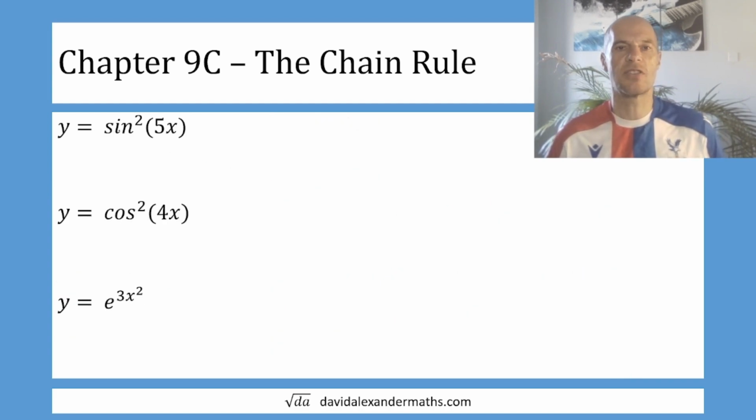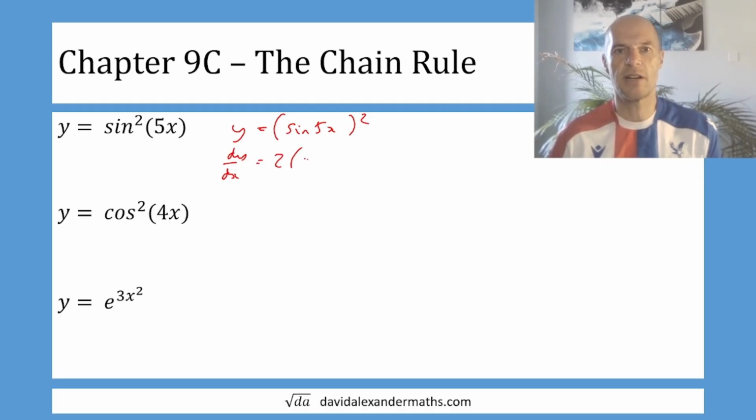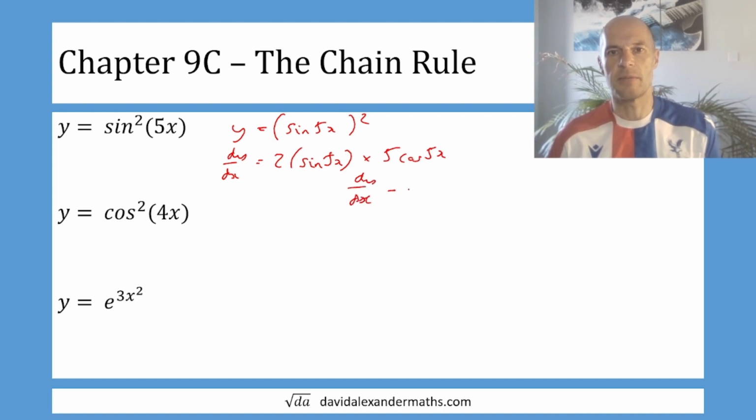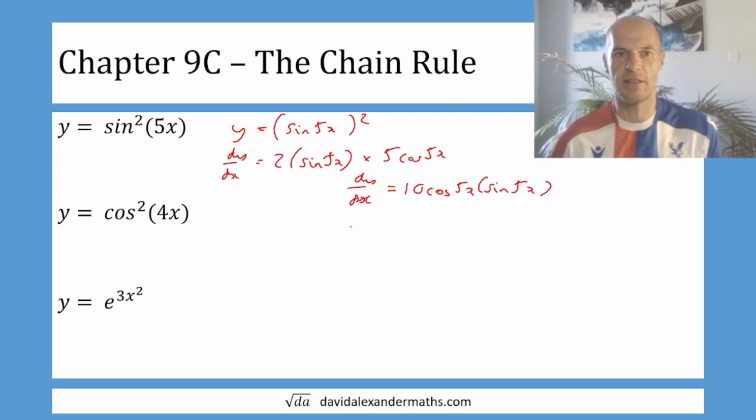Okay, so here are some trickier ones that we're going to apply the chain rule to. So we've got y equals sine squared 5x. Now, this whole sine squared thing does confuse people, so we need to remember that this can be written as the sine of 5x, squared. So therefore dy by dx, just use the chain rule: power comes down to the front, reduce the power by 1, multiplied by the derivative, which is 5 cos 5x. So therefore dy by dx is going to be 10 cos 5x multiplied by sine 5x. Brackets don't really do anything useful there.